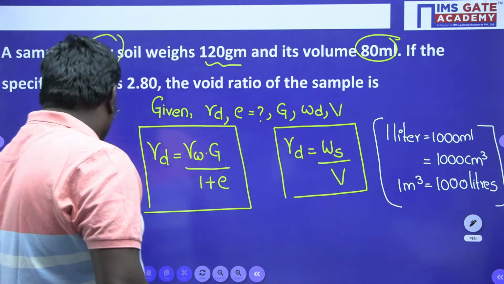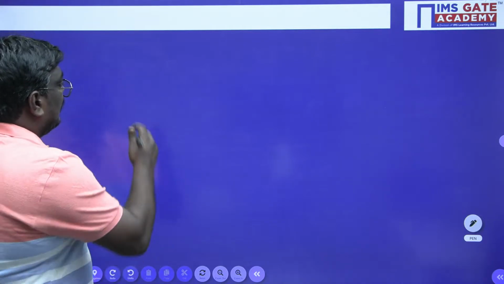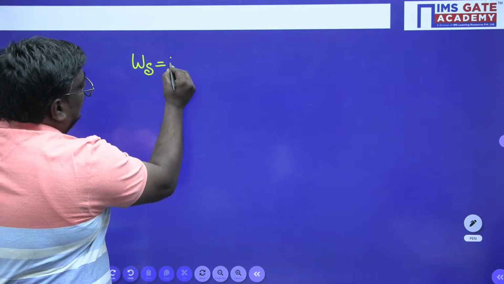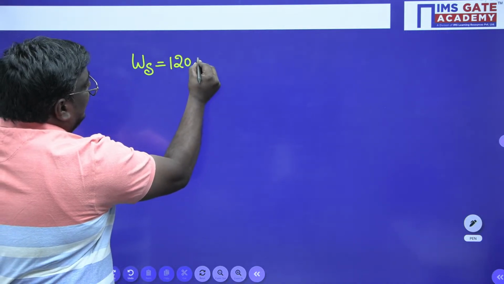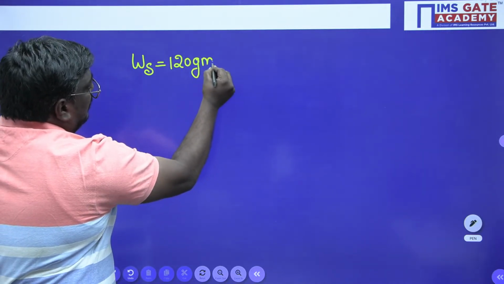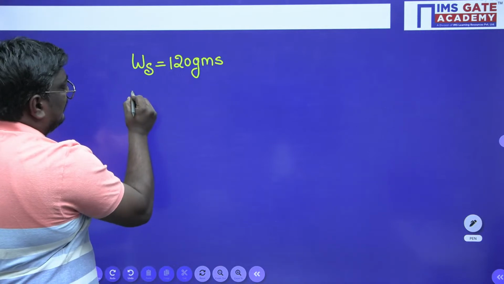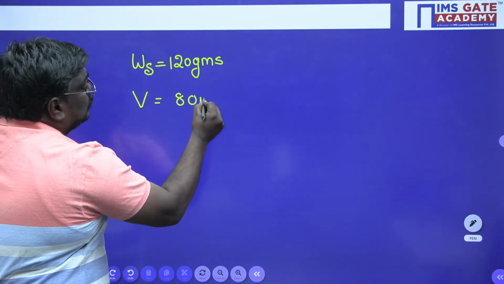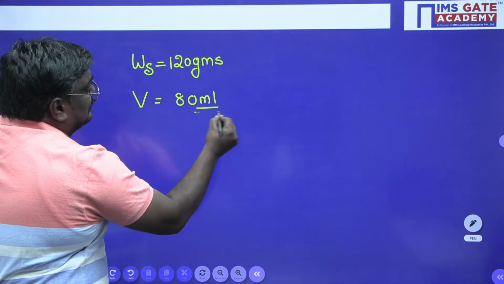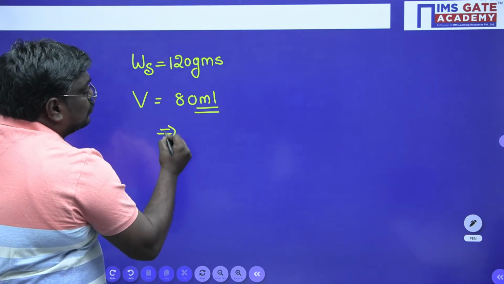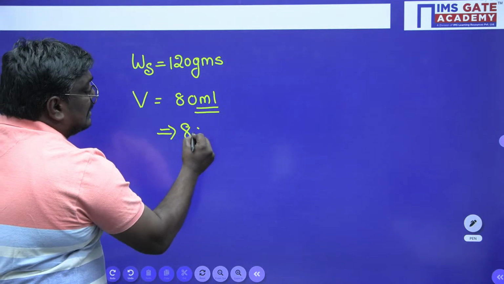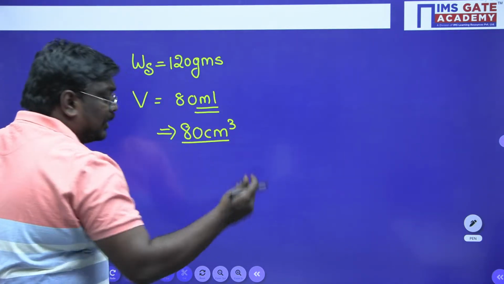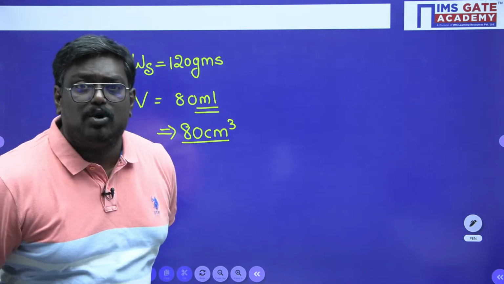So how do we solve this problem? Here the weight of the soil is given in the problem, clearly it is 120 grams. Now my dear students, here they have given the volume as how much? It is 80 ml. So ml units are the same as cc, centimeter cube. So I will write these units as 80 centimeter cube. Why I have taken centimeter cube, I will explain to you. Don't worry about that, students.